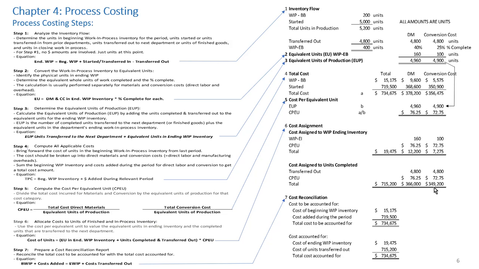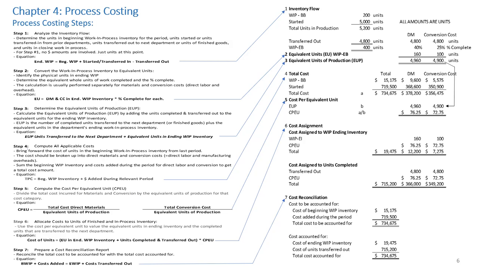To determine the total cost assigned to units completed, we add the $366,000 for direct materials to the $349,200 for conversion costs, and we get $715,200. At this point, we've assigned our cost to the ending work in process inventory and to all work completed during the period.